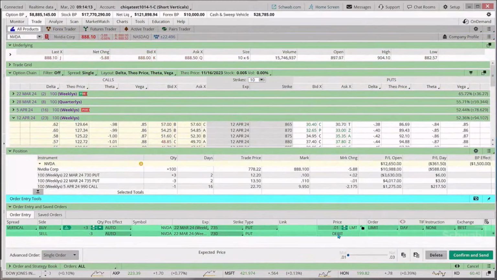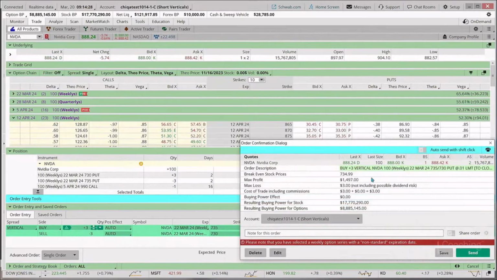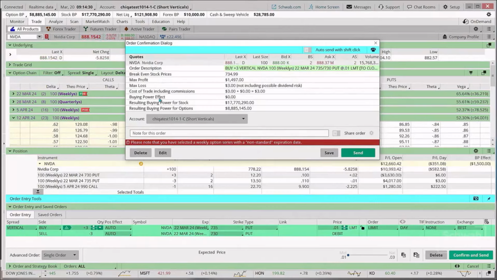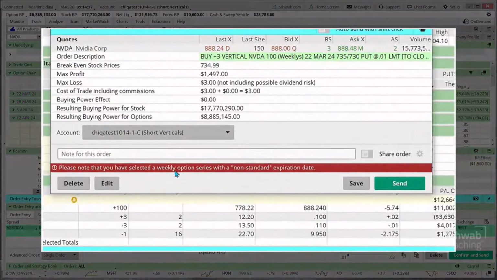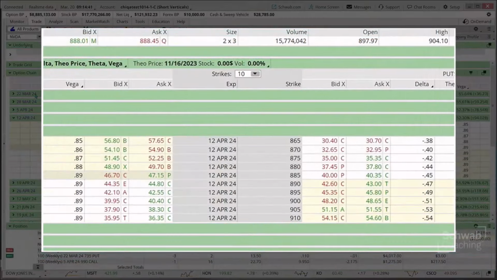We can buy it back for somewhere in the neighborhood of 1 to 3 cents. We'll go ahead and try to buy it back for $1, but we may have to come up to $3. Well, let's first of all try to buy it back for $1 here. And to do that, I'm going to do a confirm right here. And here's our little box right here. We always want to read what's going on here. This gives us kind of a synopsis of the trade. You always want to read what's in red here. Please know you've selected a weekly option series with non-standard expiration date. Let's go ahead and click on send.